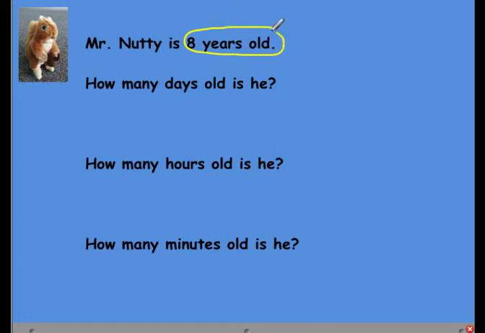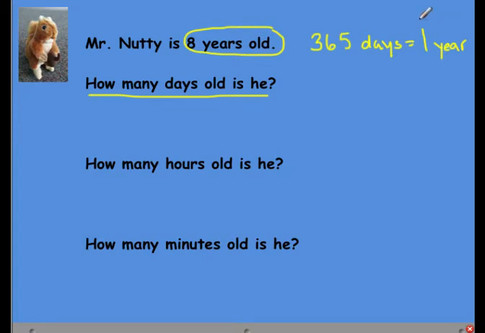Oh yeah, look how beautiful that is, bright yellow. We want to find out how many days old Mr. Nutty is. Well, we know from our time equivalents that 365 days, we're not going to talk about leap years here, we're just going to say roughly about how long. It's like an estimate. We know that 365 days is equal to 1 year. So really my question should be asking about how many days old is Mr. Nutty because we're not accounting for leap years.